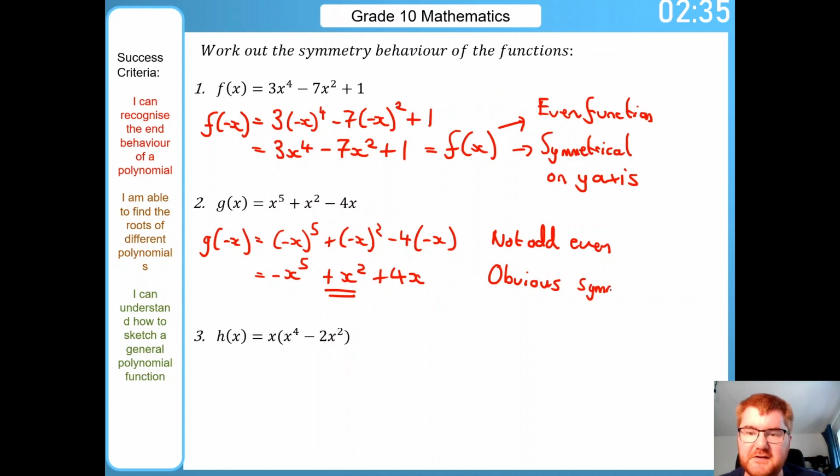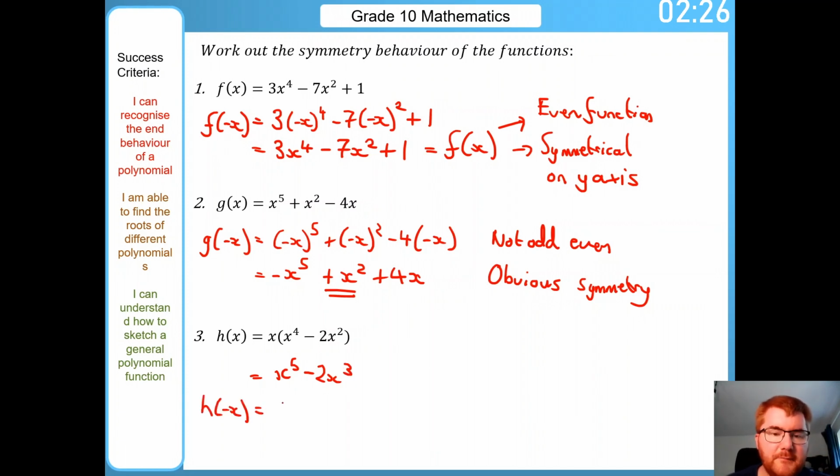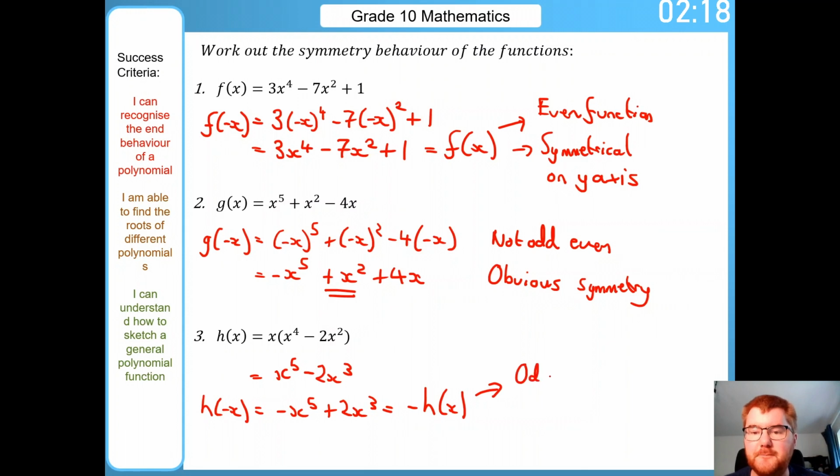Okay, I know I've got 2 minutes to go, so let's see how we can go here. If you multiply this out, we get x to the power of 5 minus 2x cubed. Again, do the same idea here and put minus in. We get minus x to the power of 5 plus 2x cubed. So all the signs are switched, so we get minus h of x. That means it's an odd function. And if it's an odd function, then it has that point symmetry around the origin.